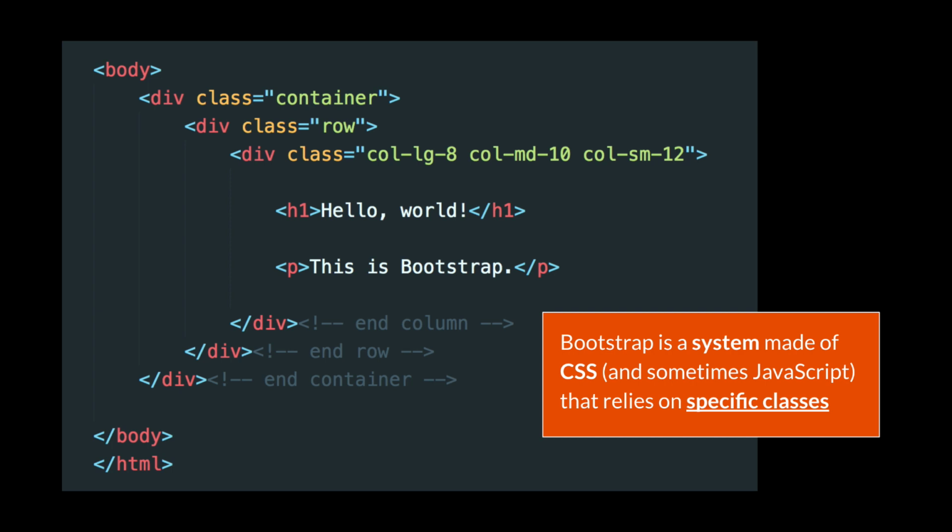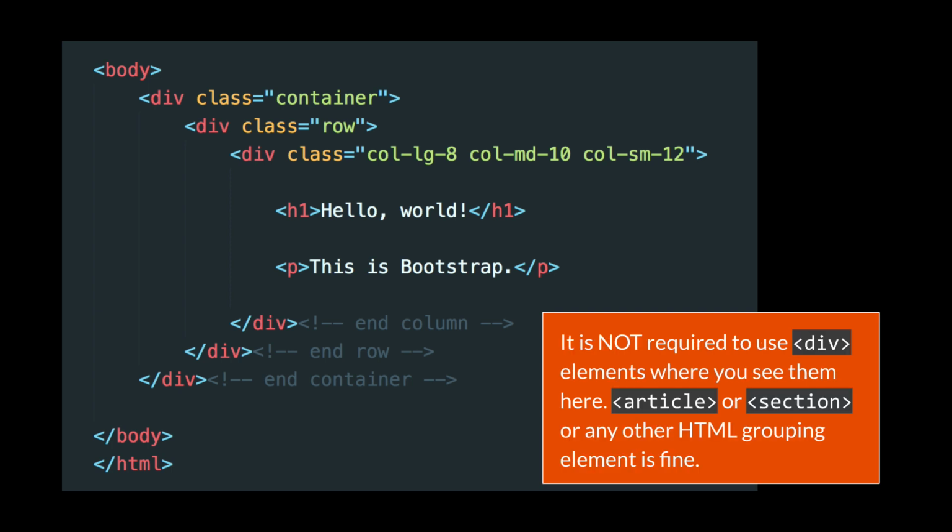They could be article or section or any other content grouping element that you know of in HTML, but the order is important. So a column has to be inside a row, and a row has to be inside a container. And usually, as a beginner, you'll only have one container on a page, and usually it'll just contain everything that's inside the body of your document.